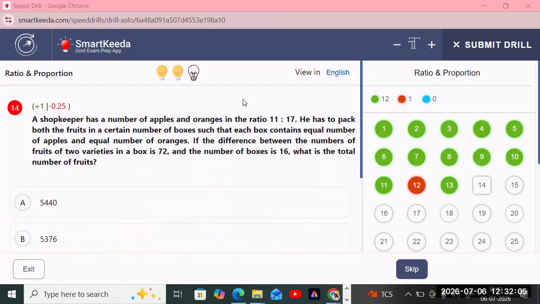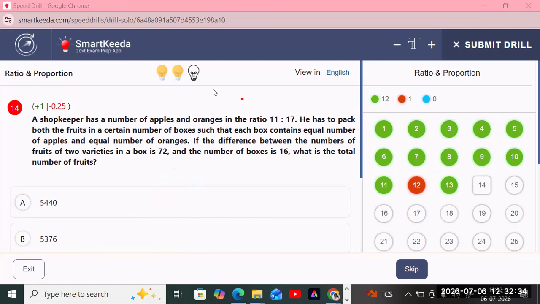A shopkeeper has a number of apples and oranges in the ratio 11:70. He has to pick both the fruits in a certain number of boxes. Each box contains equal number of apples and oranges. If the difference in the two varieties is lost.